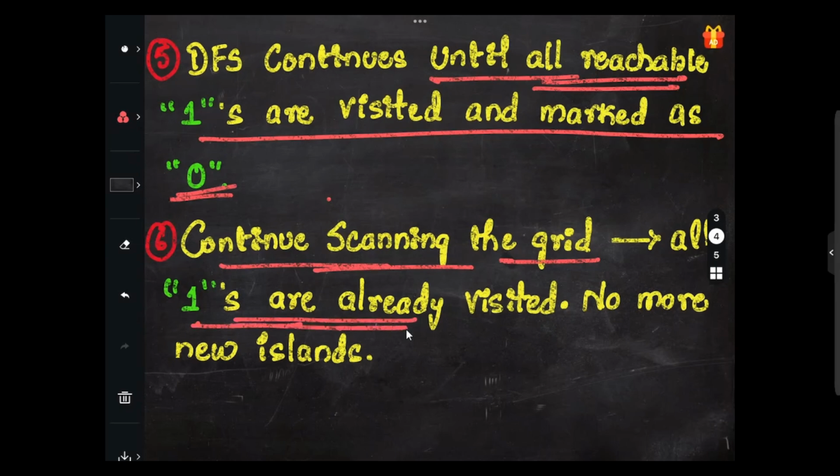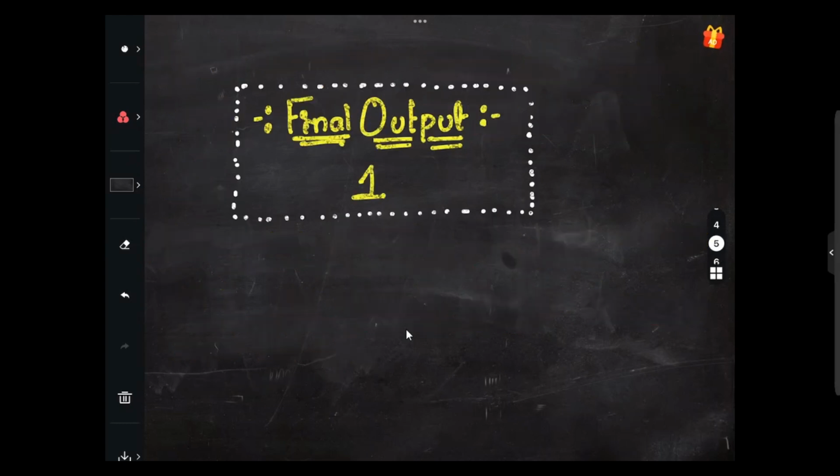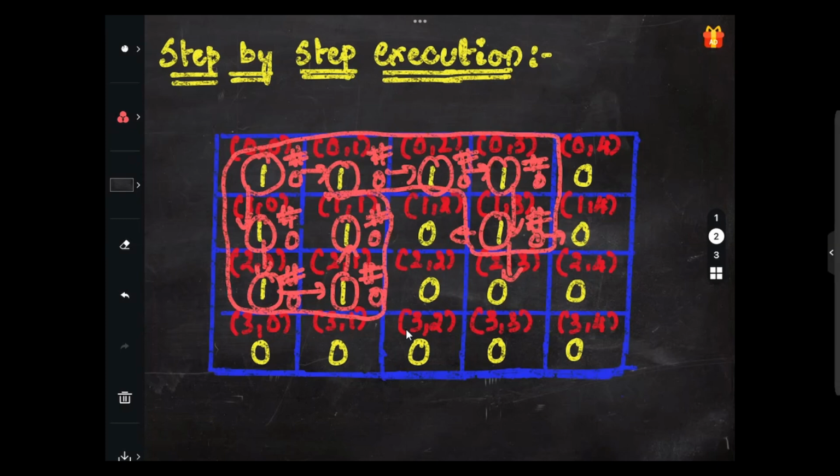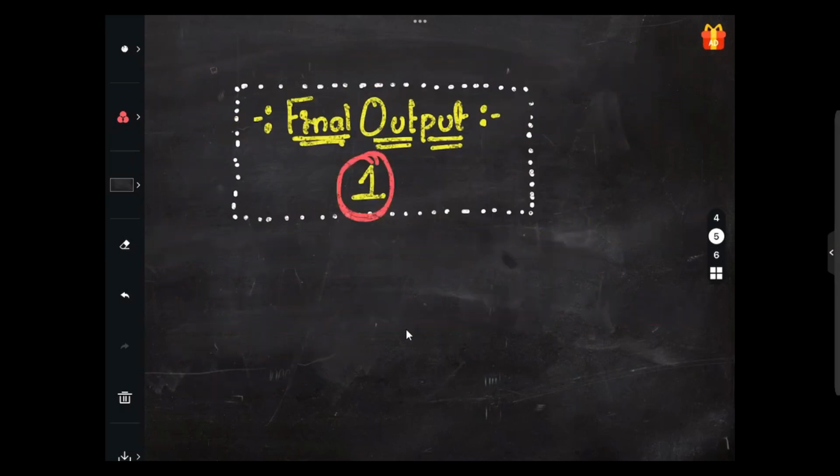Here in this case all the ones are already visited, right? So in our case all the ones are already visited, so no more new islands here. So the final output that we got is 1 itself, the group of islands. So first we incremented 1, again we didn't find any different ones to increment. So in this case we got output 1, so we returned the same number as output 1 here, right?